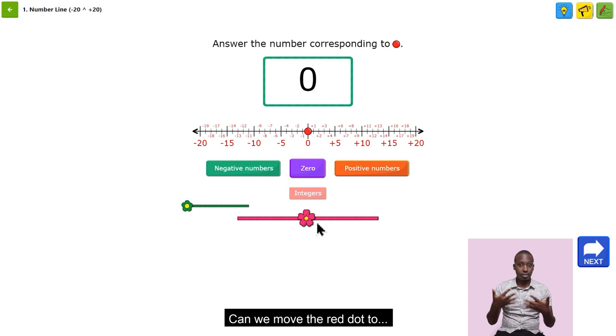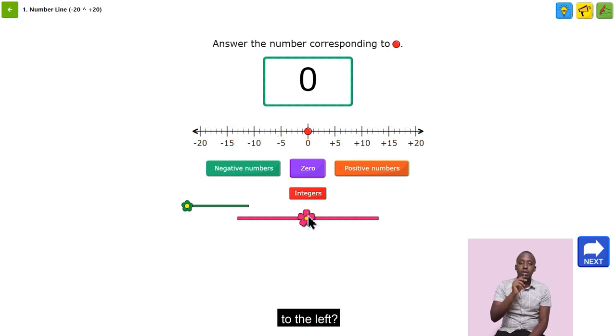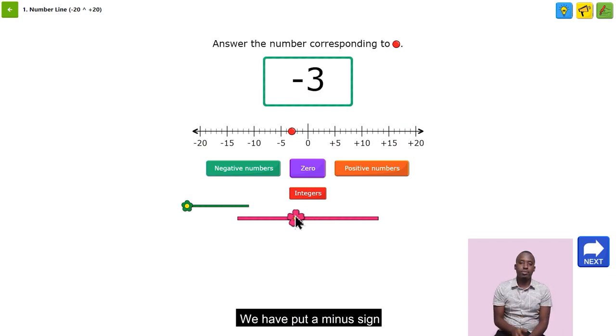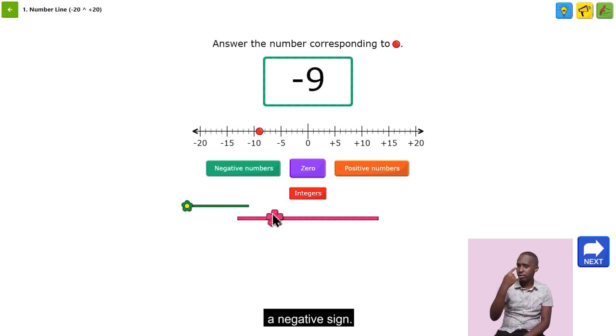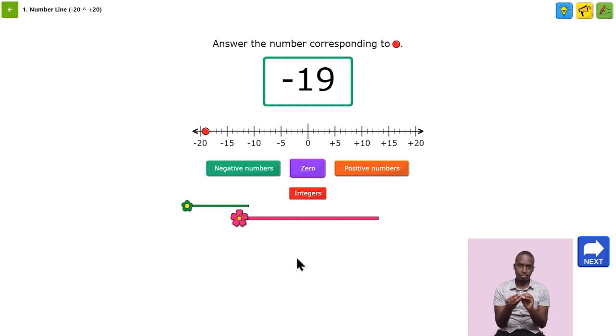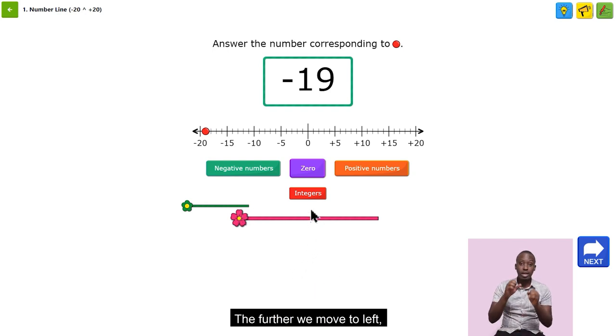Can we move the red dot to the left? We have put a minus sign, a negative sign. We are reducing the number. So the further we move to left, the number becomes smaller.